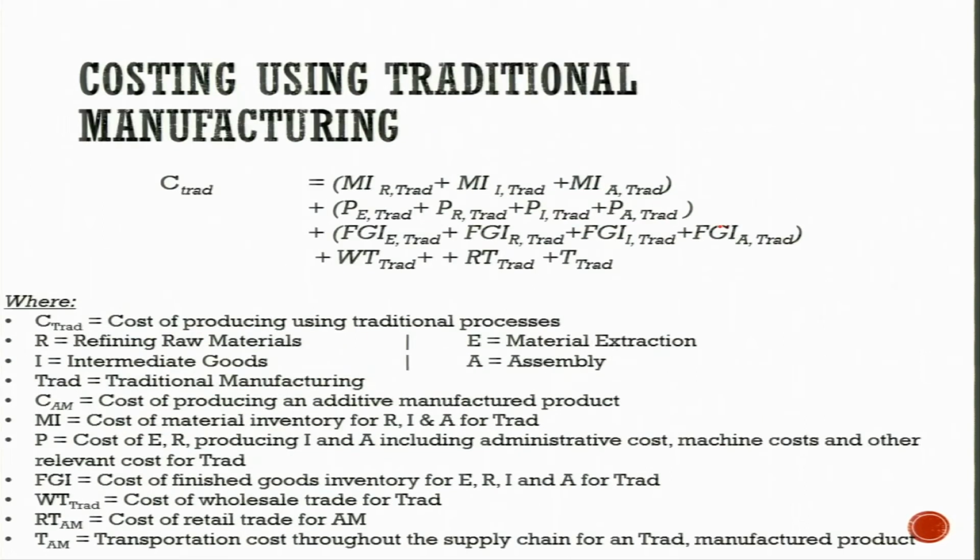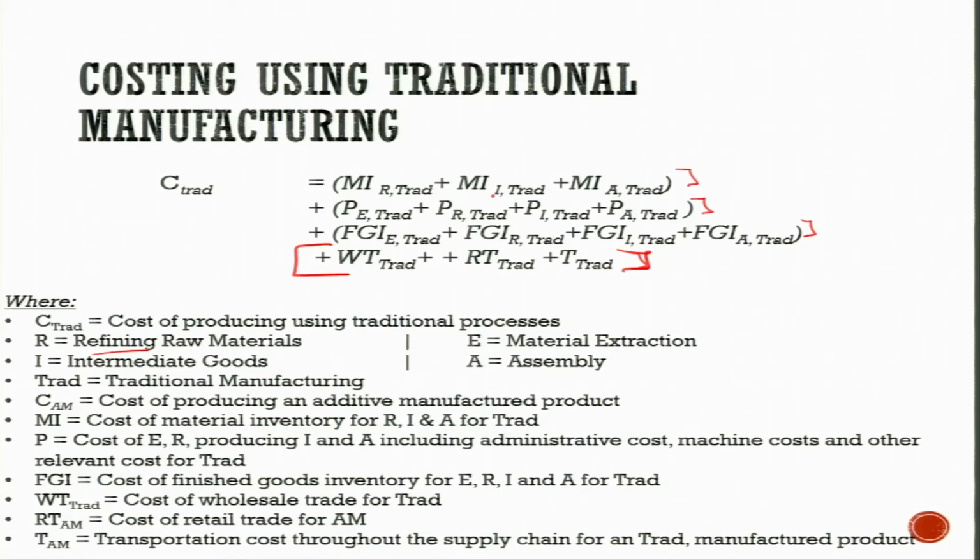In the traditional model, as we saw previously, the cost is also put into four components: material inventory, production cost, finished good inventory, and the trading cost as well. In traditional manufacturing, the processes include some more cost, for example in transportation, retailing, and wholesale. These costs are additional here. The first component is material inventory cost for refining, R is for refining.